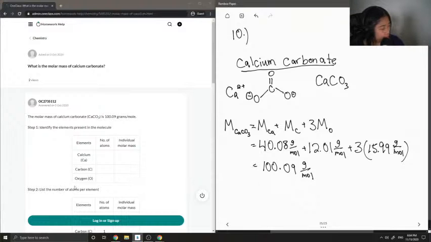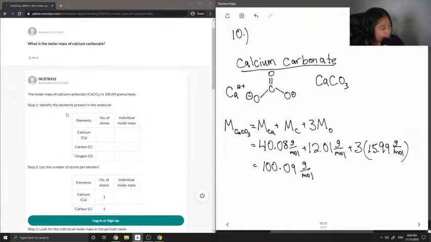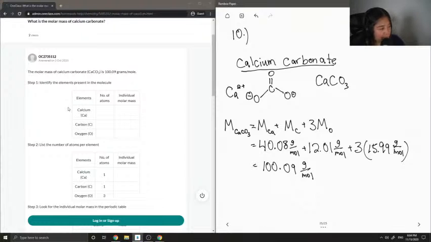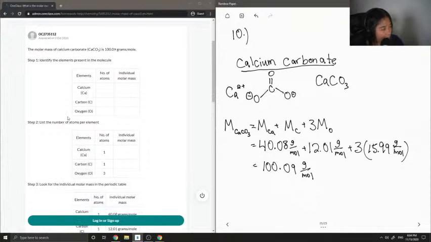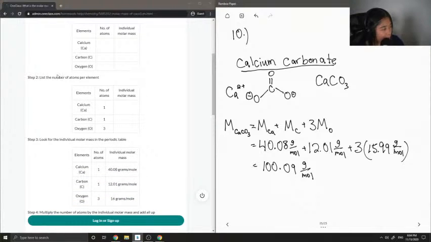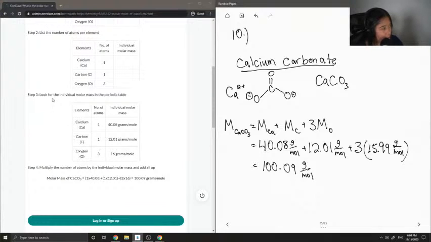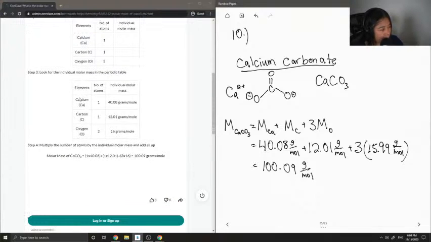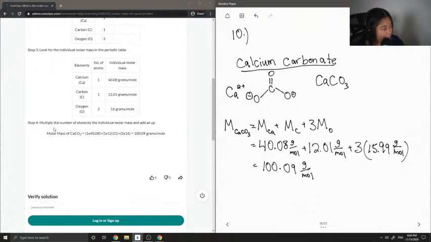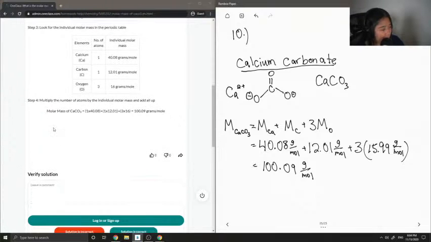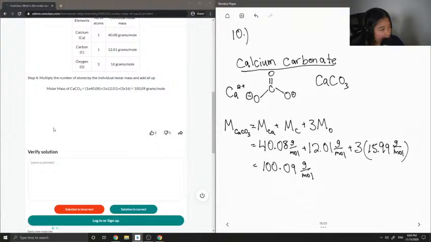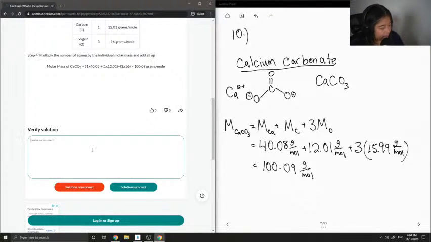Okay, so let's see what the junior tutor said. Molar mass of calcium carbonate is 100.09 grams per mole. Step 1, identify the elements present. Step 2, list the number of atoms per element. Step 3, look for the individual molar mass in the periodic table. Step 4, multiply the number of atoms by the individual molar mass and add them up. Yep. That was a cool step-by-step explanation.